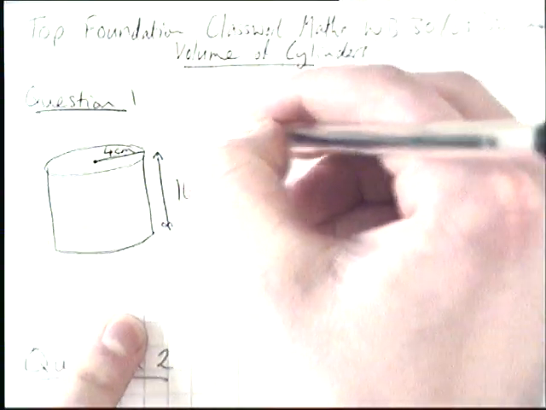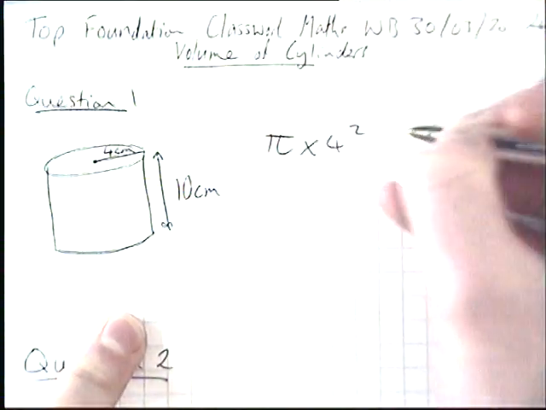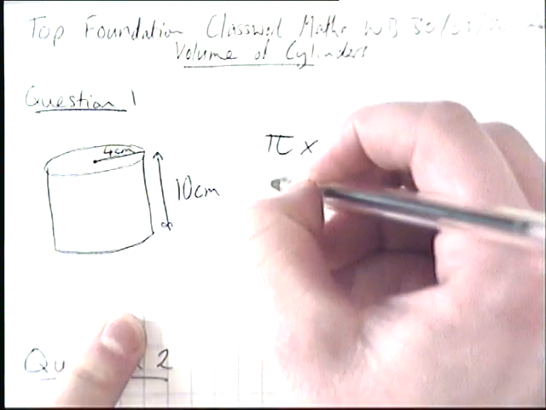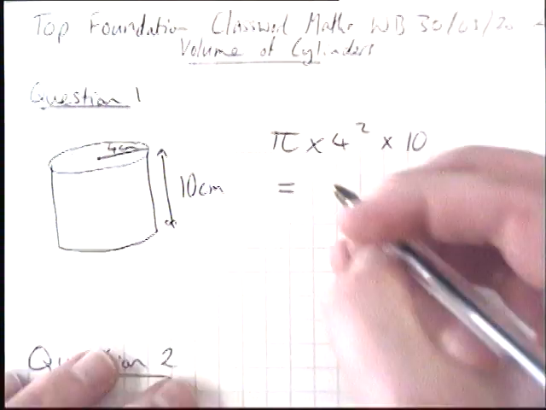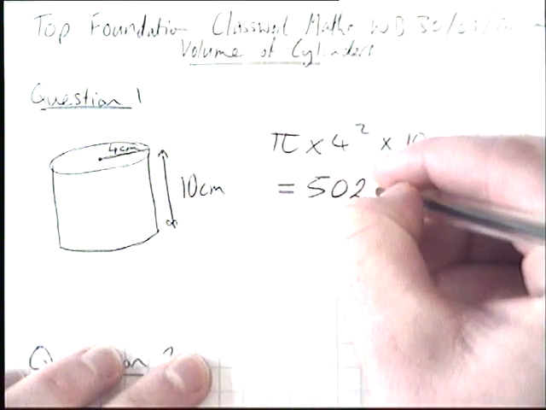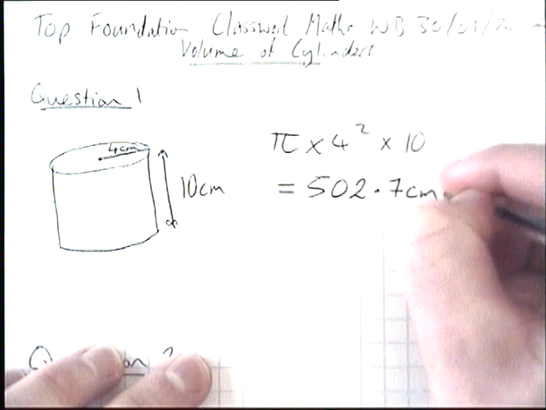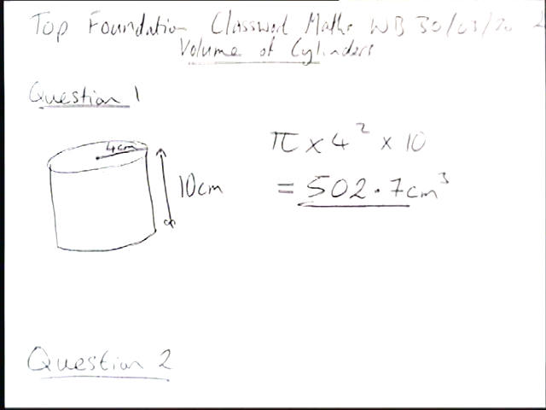So we've got the area of the cross section, so the circle at the top, pi times 4 squared and then times the length of 10. And if we pop that into our calculator, it gives us 502.7 centimeters cubed to 1 decimal place.